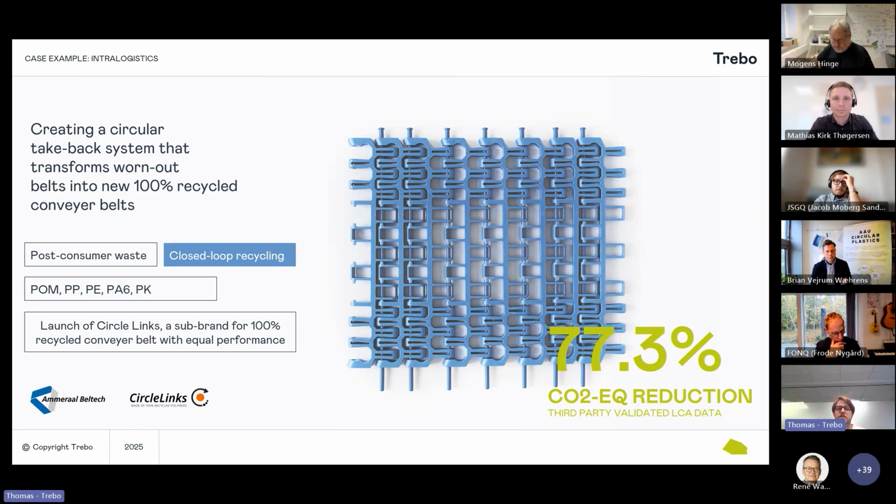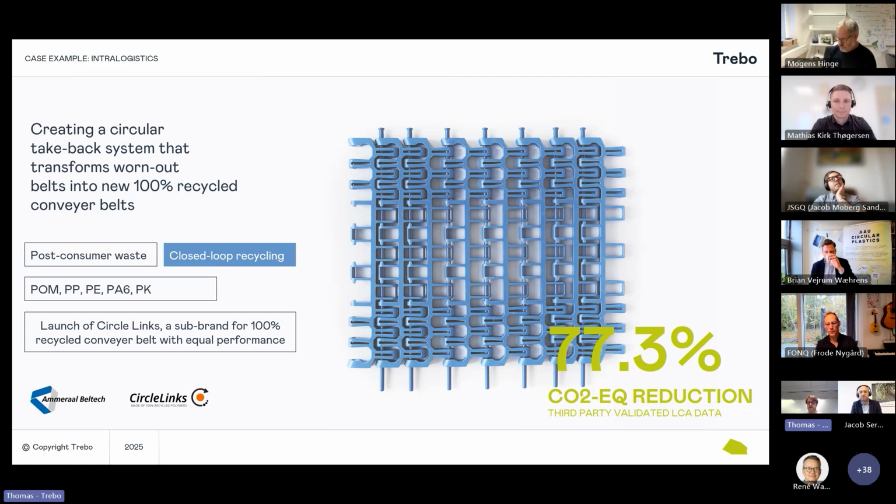One of our largest customers is Amaral Beltec. They produce conveyor belts for all kinds of industries. Also very complex waste streams. Here we handle their production scrap, but we're also handling their take-back scheme, where they see it as a competitive advantage that they can, as the first in this industry, take back their old conveyor belts and then produce new conveyor belts from the materials that we sort. We have done a third-party validated LCA on this, which also shows a huge saving in CO2, more than 77%.